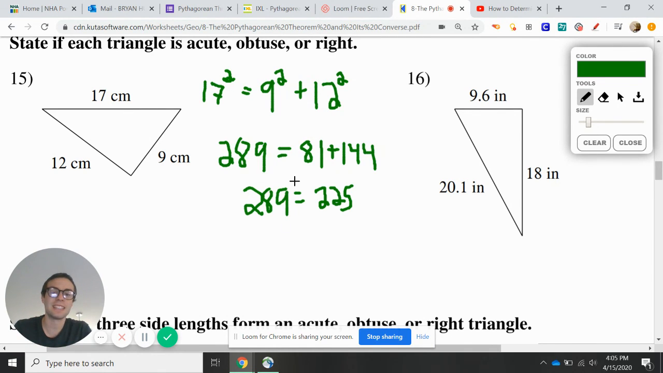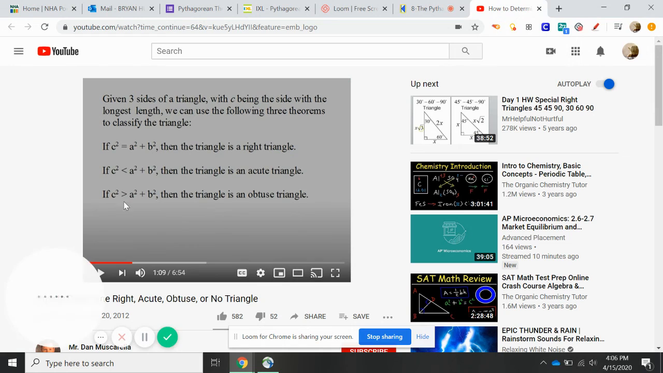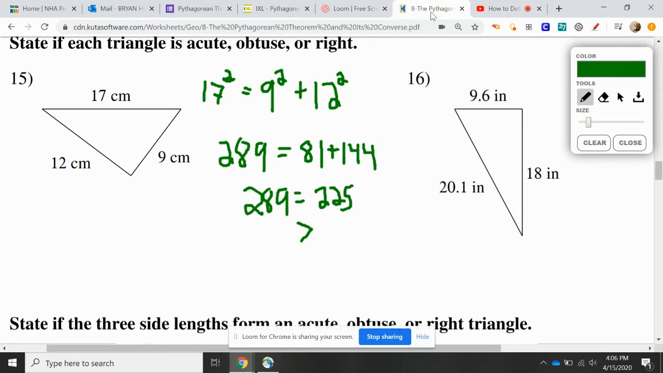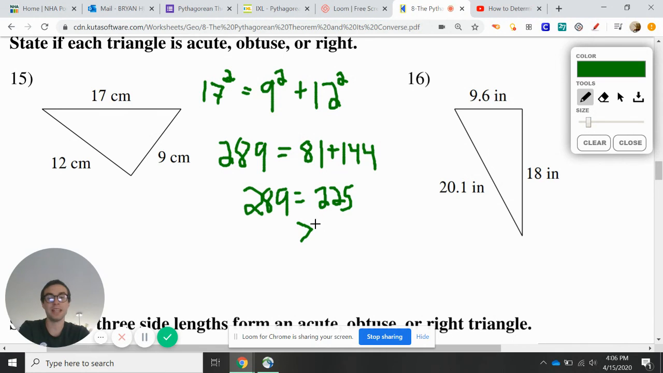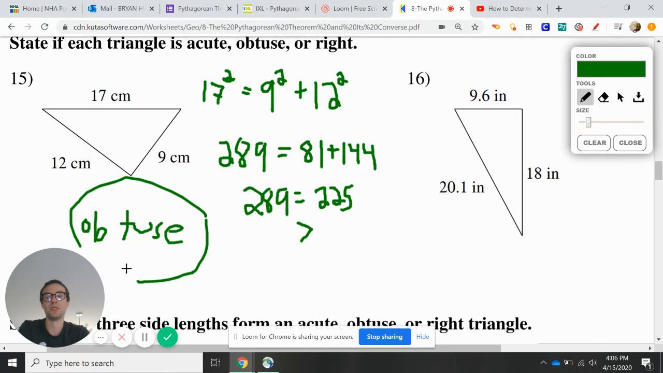So since this side is larger, the c squared is larger. If we go back to this, the c squared being larger makes it an obtuse triangle. If it was equal, it would have been right. And if the c squared was less, it would have been acute. And we could then go on. All right, so it'd be obtuse. Okay? And then we would go on and figure out, hey, is this obtuse, acute, or right?